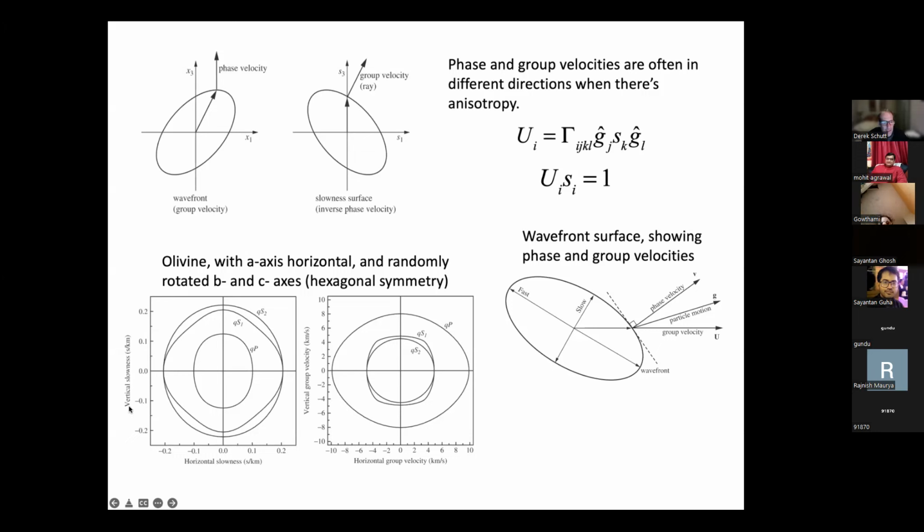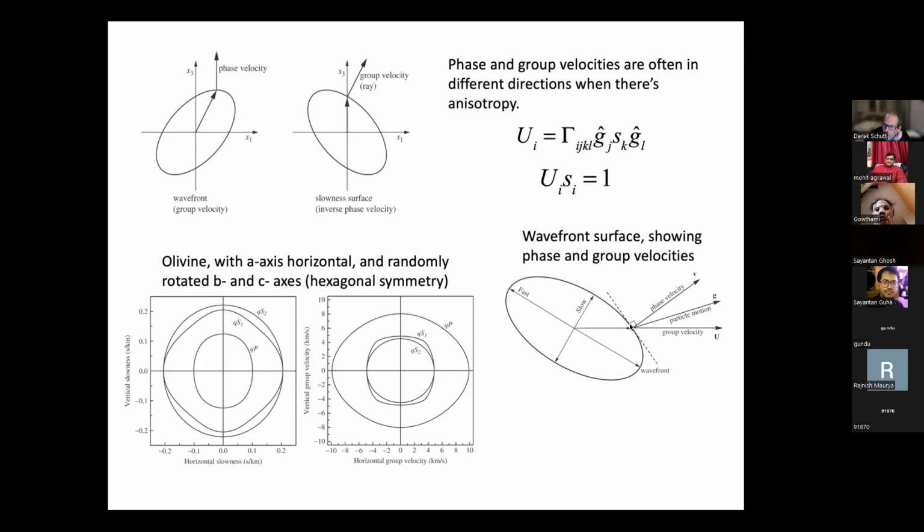We can plot the vertical slowness and the vertical group velocity of olivine. And this is olivine with A-axis horizontal, which is pretty common in the upper mantle, and then B and C axes randomly rotated. So basically we just have an A axis that points horizontally, and then the B and C axes that are randomly oriented perpendicular to this. And we can see quasi P, quasi S1, and quasi S2. And from this, you can calculate the phase velocity and group velocity.